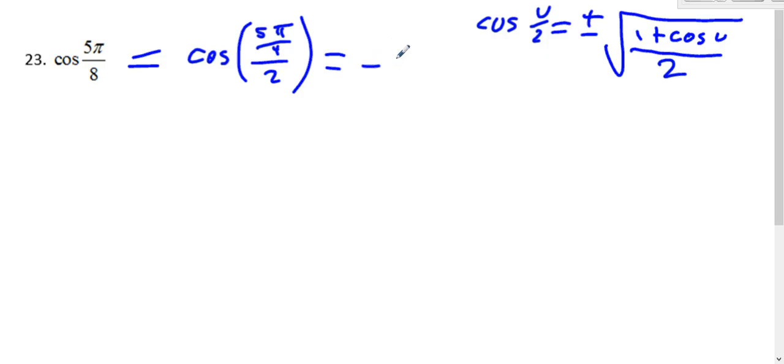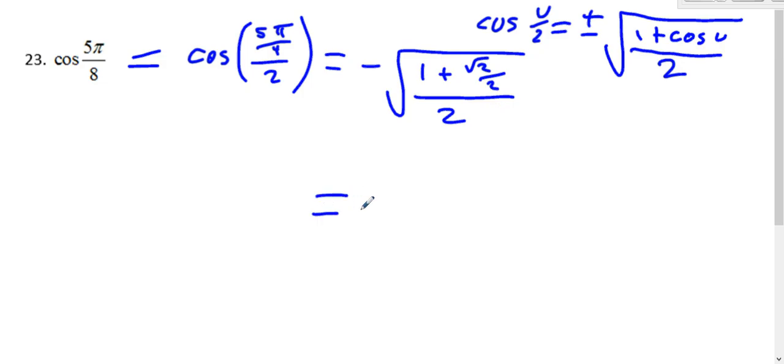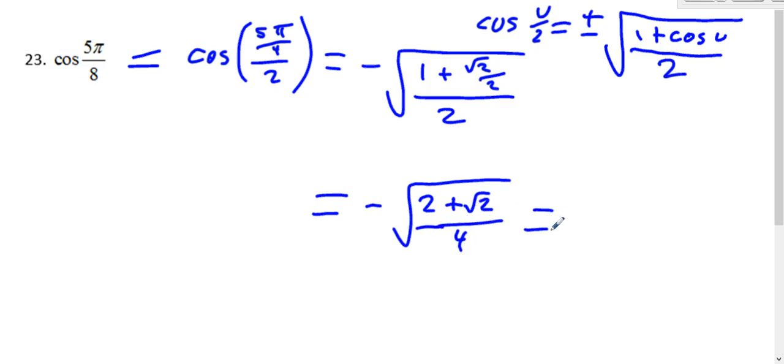So 5 pi over 4, the cosine value of that is square root of 2 over 2, and it's in quadrant 3, so it's also negative. So we get negative square root, clear the fractions by multiplying everything by 2, so we get 2 plus the square root of 2 all over 4. And on the last problem, I didn't do this, but the square root of 4 for the denominator, you could take that out of the square root.